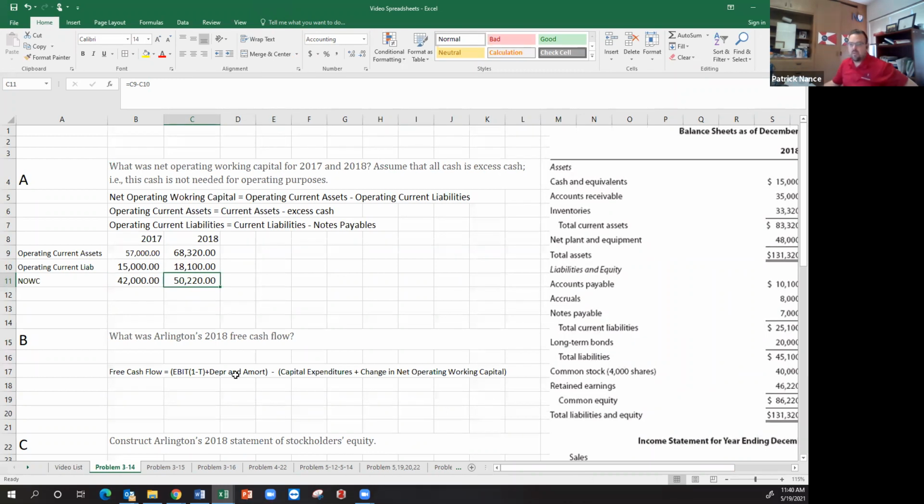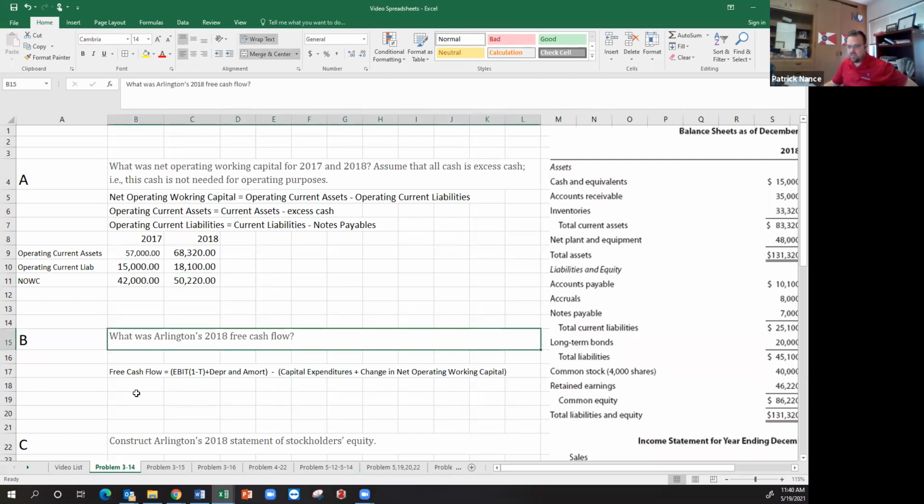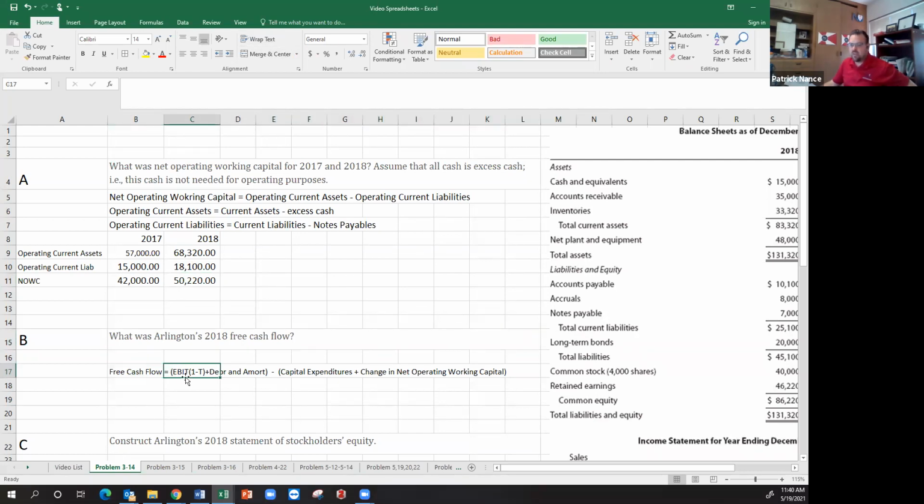So that's part A. Part B says, what is Arlington's free cash flow? So free cash flow is earnings before interest and taxes, EBIT, times 1 minus the tax rate, plus the depreciation and amortization amount to get back to basically EBITDA, earnings before interest, taxes, depreciation, amortization, minus my capital expenditures, plus my change in net working capital.